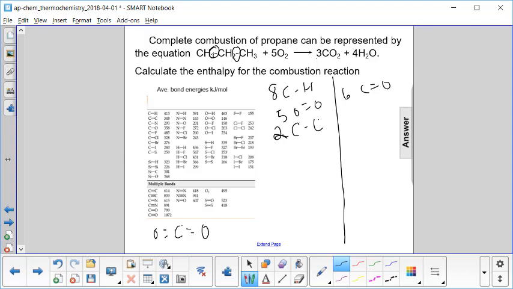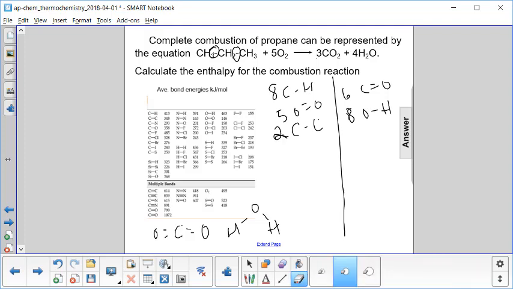And then, of course, our water molecule, each molecule is 2 oxygen-hydrogen bonds. And we have a coefficient of 4, so that's 8 oxygen-hydrogen single bonds that are formed. So now we just need to use our equation to calculate the delta H for the reaction.